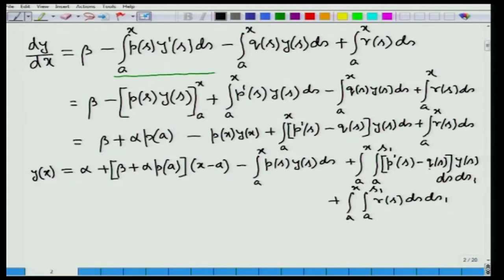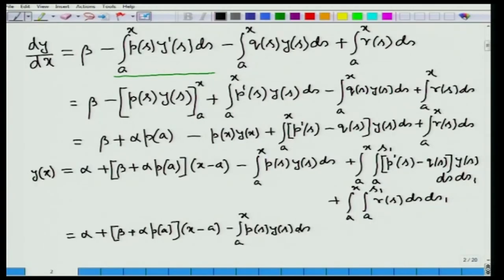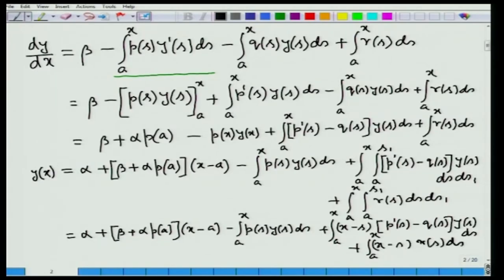Now, in the last two integrals, we have to apply the generalized replacement formula. After applying the generalized replacement formula, we will be having this alpha plus beta plus alpha times p a into x minus a, this remains unaltered, minus integral a to x p s y s d s, this will be plus integral a to x x minus s p dot s minus q s y s d s plus the last integral will be integral a to x x minus s r s d s.